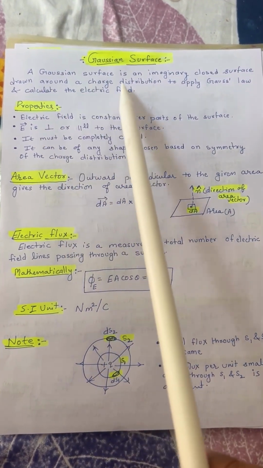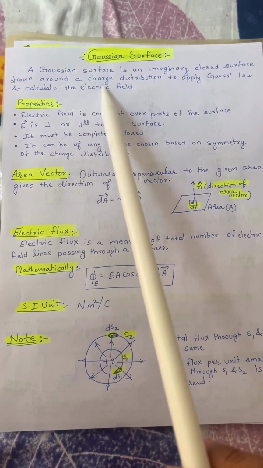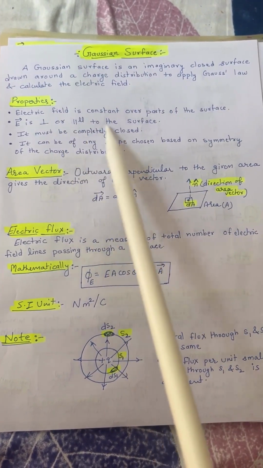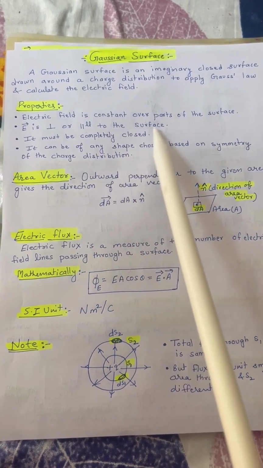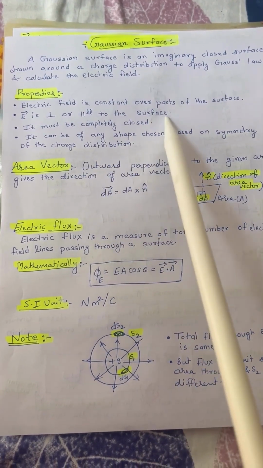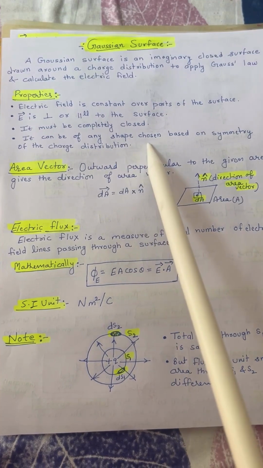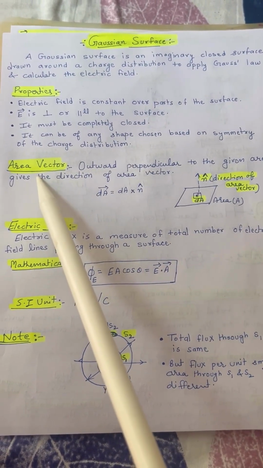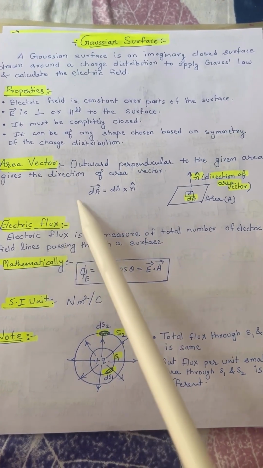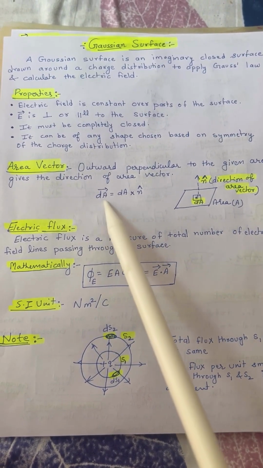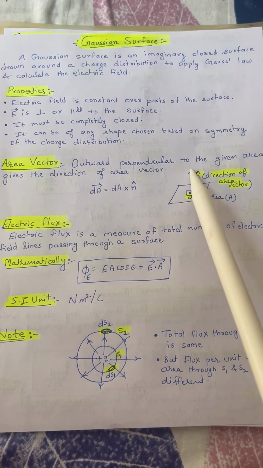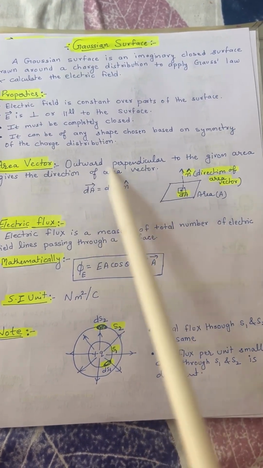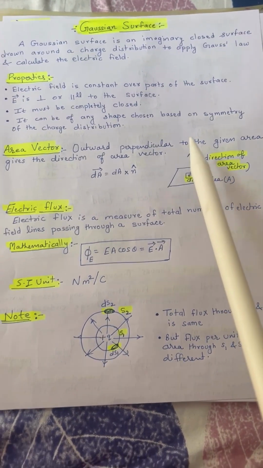Then the area vector is just the outward perpendicular, which is the direction of area, and any vector quantity can be written as magnitude into direction. Then flux is just the number of electric field lines crossing a given area. Mathematically, flux is the dot product of electric field and area vector. Its SI units are Newton meter square per coulomb.